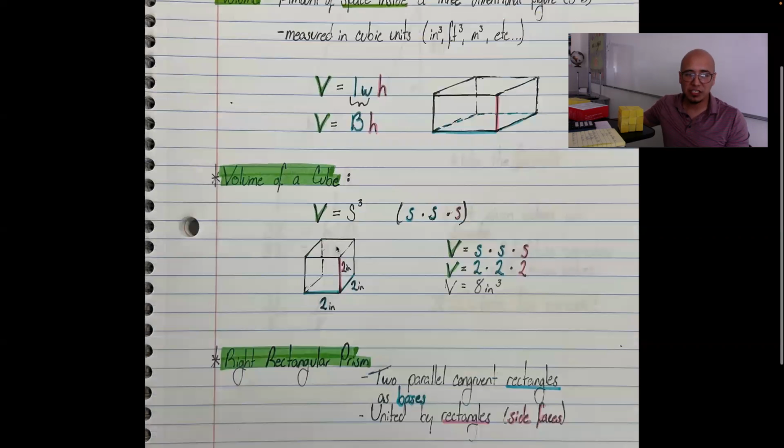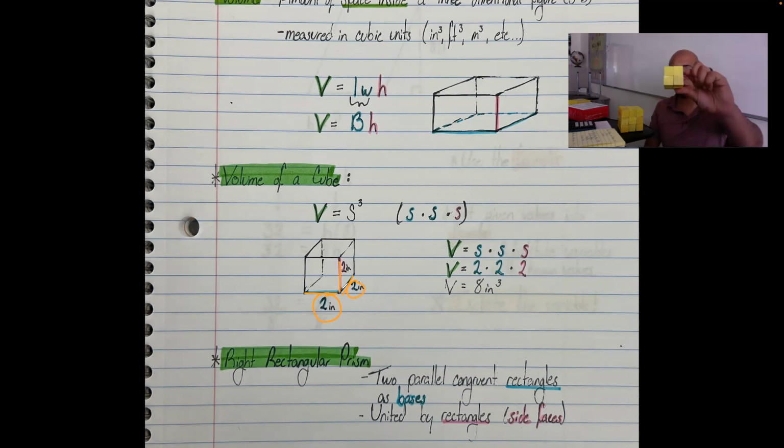We are just taking, for example, if we have a cube that has sides that are 2 inches, so that means that this is going to be 2 inches, this is going to be 2 inches, and this is going to be 2 inches, very similar to this cube right here. 2 times 2, which is 4, times 2, which is 8. So as we can see, this makes 8 cubes. 1, 2, 3, 4, 5, 6, 7, 8. So it would be 8 cubic centimeters, in this case, 8 cubic inches.